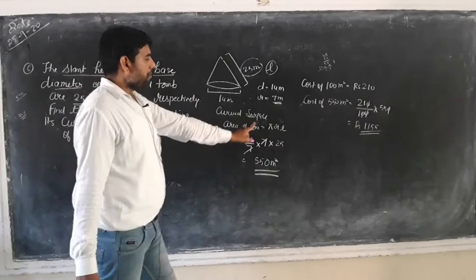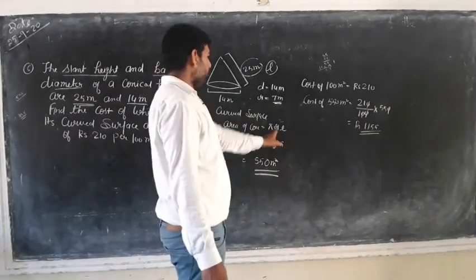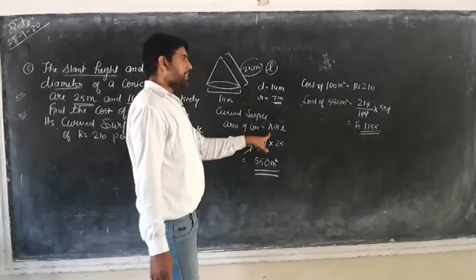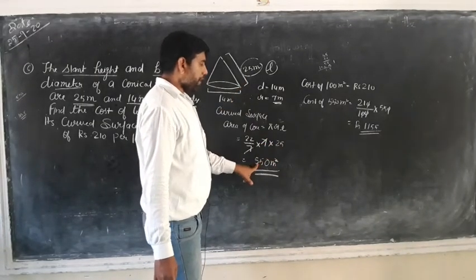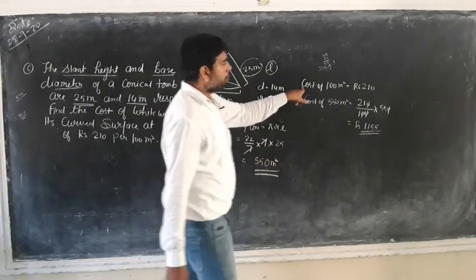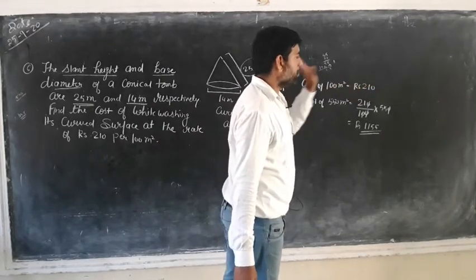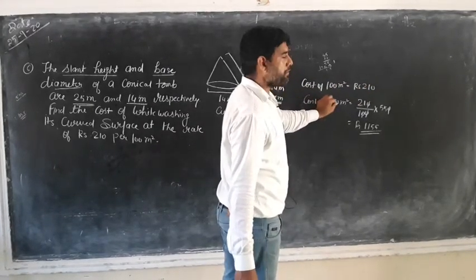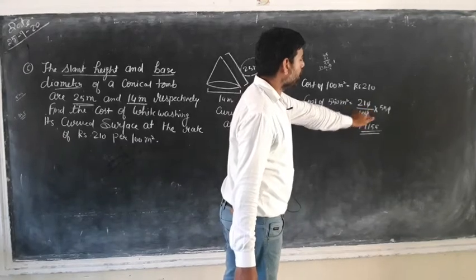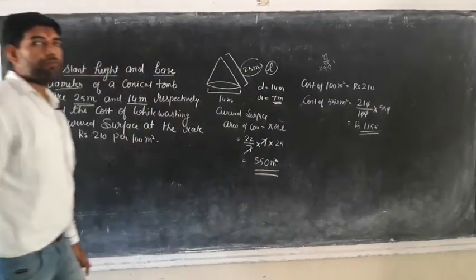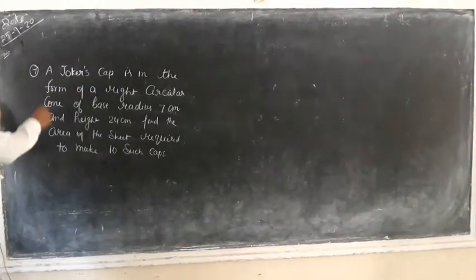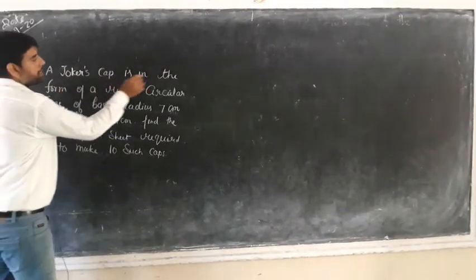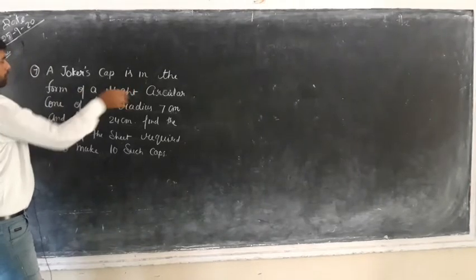Curved surface area of cone is equal to pi r l. The value of pi is 22 upon 7, radius is 7, and l is 25. Therefore, 550 meter square. Cost of 100 meter square is rupees 210. So, cost of 550 meter square is 210 upon 100 into 550, which is rupees 1155. Okay. Next question.